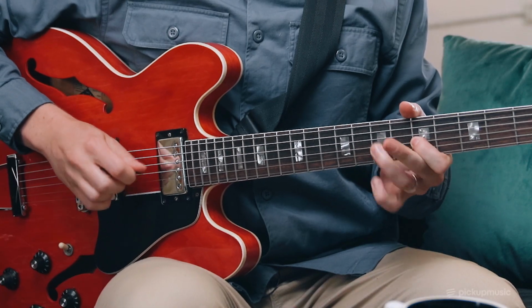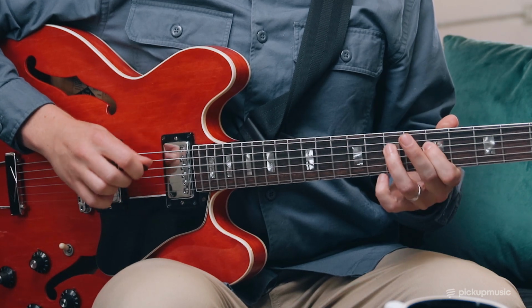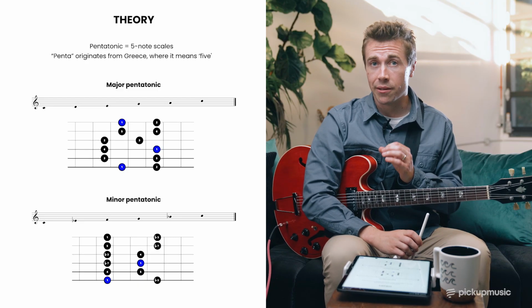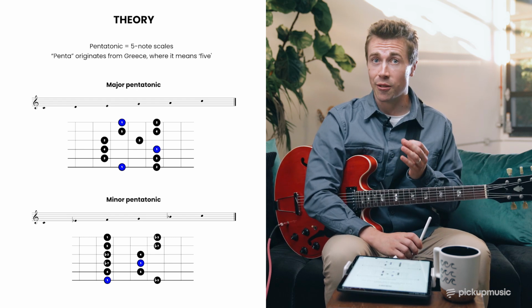Pentatonic scales are powerful. There's so much that you can do with them. A pentatonic scale is a 5-note scale, and it's often the first scale that guitar players will learn. This box shape. I'm going to show you how to apply it in even more situations. So first off, let's do the theory. Pentatonic means a 5-note scale. The word penta originates from Greece, which means 5.